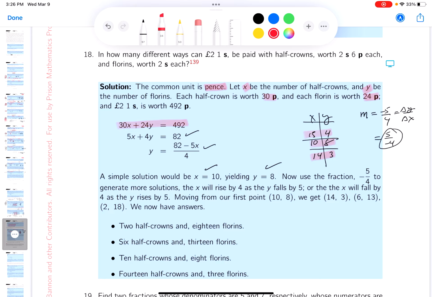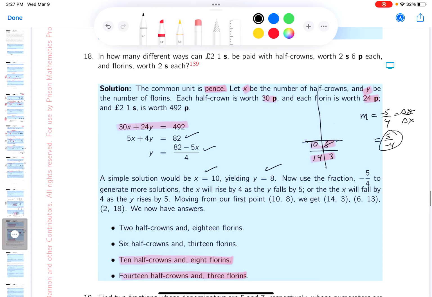Let me see if I wrote that down. I think I might have made a mistake somewhere. 10, 8. I see that here. 14, 3. I see that here. I think I made a mistake, though. I realize I just made a mistake, and I have to go back over that. I don't know why I made a mistake, but I did. What's the first thing when you make a mistake? Self-assess. Whoops, sorry about that.